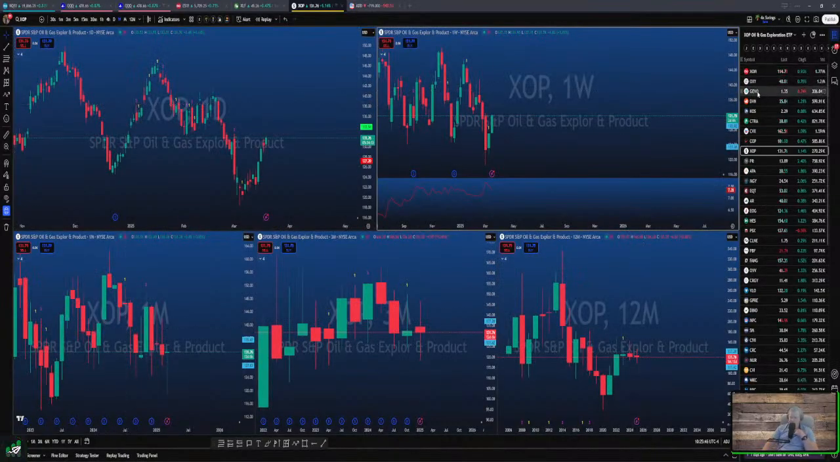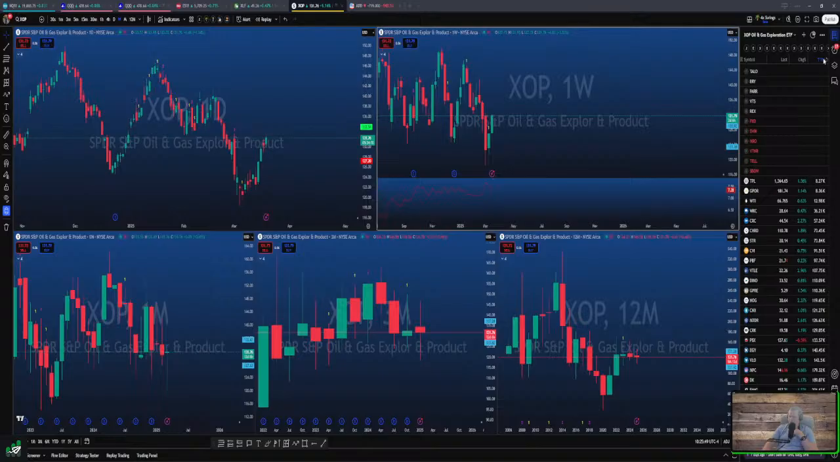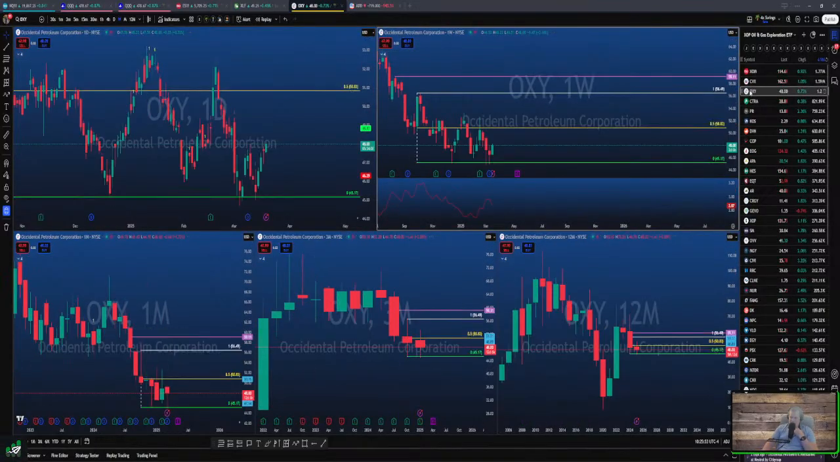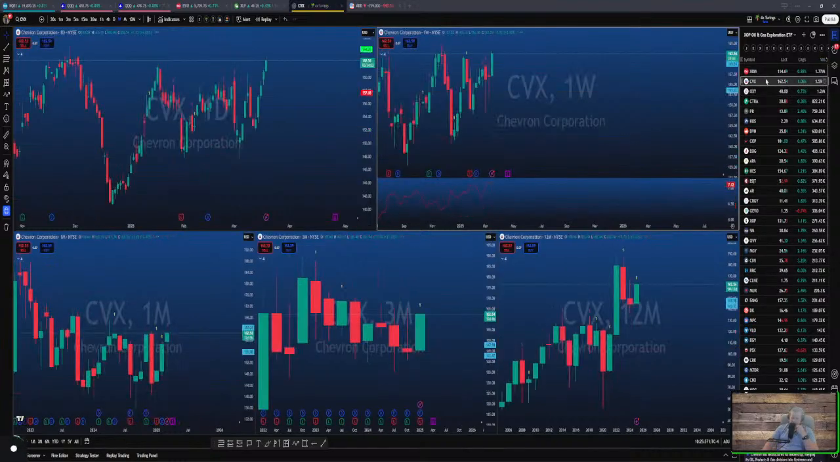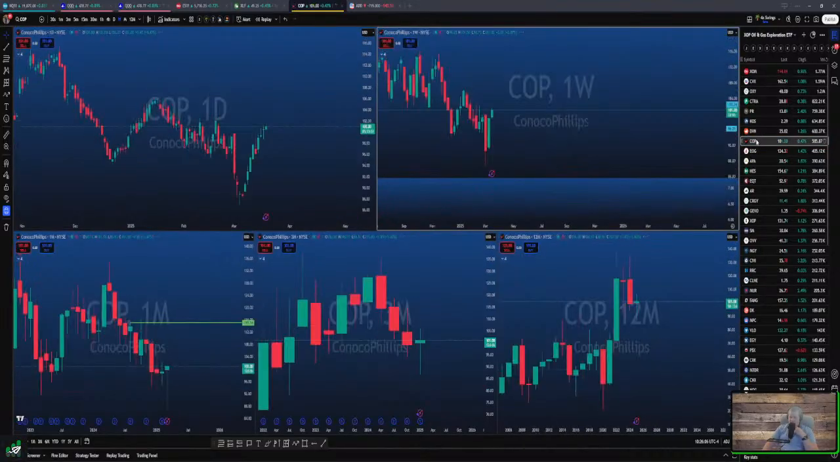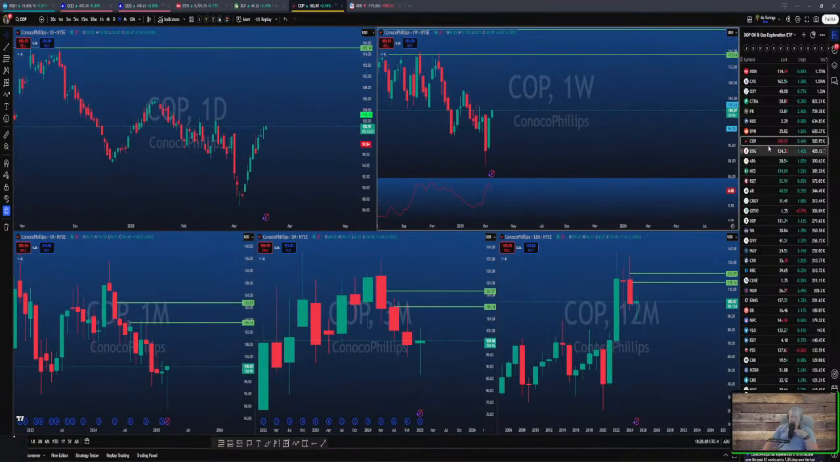Yeah, XOM, Oxy. CVX and Oxy I was already looking at. Oxy's triggering. I'm so tempted to get Oxy. We'll see. Devon. KMI's not in here that I see, but ConocoPhillips.